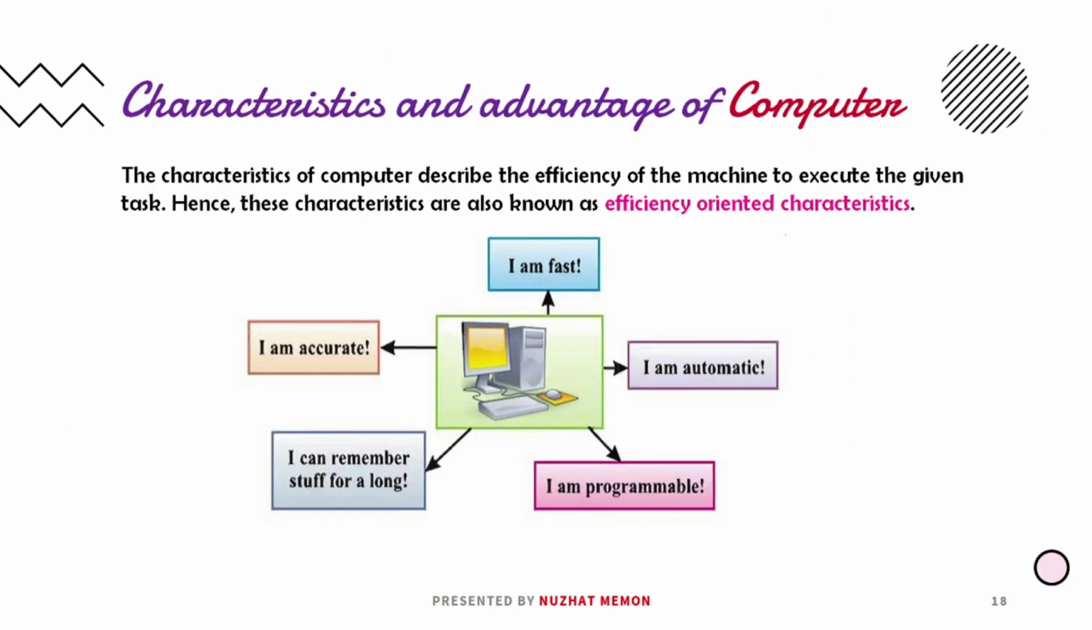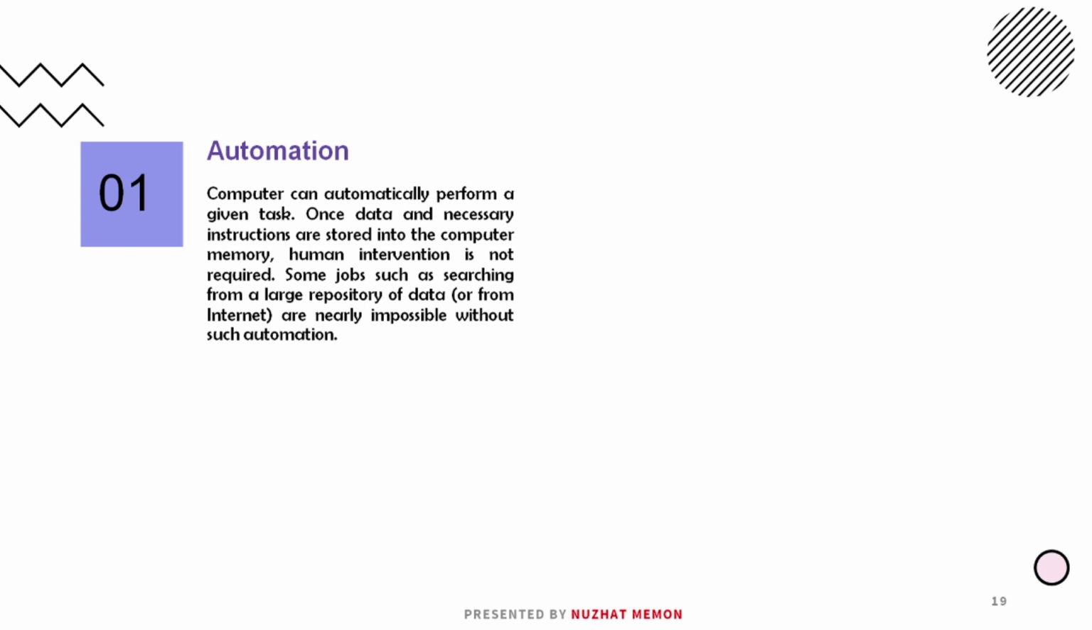Now we will see the characteristics of a computer that describe the efficiency of the machine to execute the given task. Hence, these characteristics are also known as efficiency-oriented characteristics. First one is automation. This word itself suggests that a computer does not need any human intervention. Without human intervention, a computer can do many works in a speedy way. A computer can automatically perform a given task.